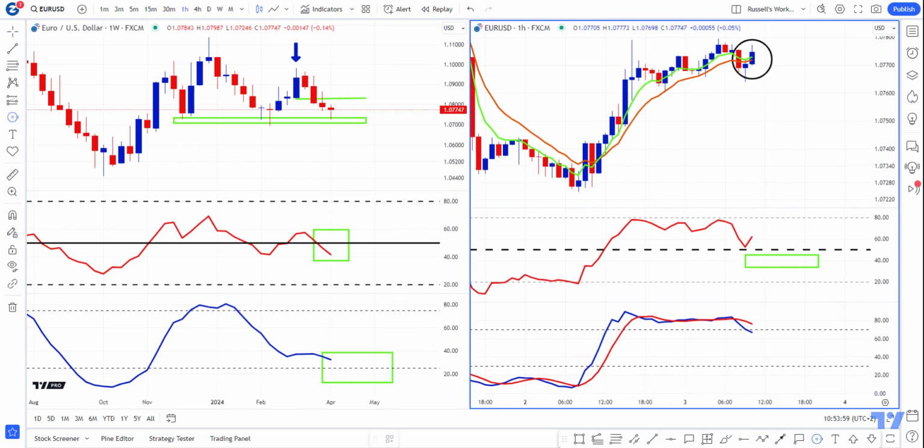And again, just keep an eye on that stochastic. Already the stochastic has crossed down in terms of percent K and percent D. And that we call trigger one. The EMAs will be trigger two.